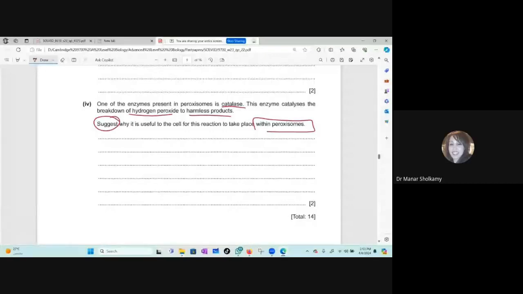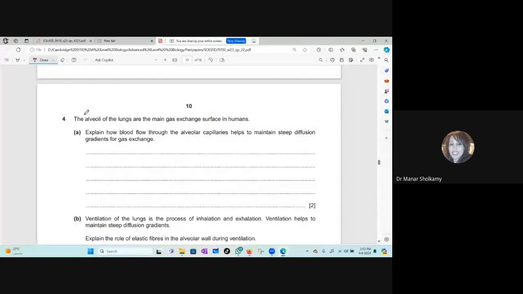Yes, correct. So the hydrogen peroxide is isolated in one place and it is toxic. The hydrogen peroxide is toxic, so it doesn't damage the remaining organelles. Yes, it's that simple. And the enzyme is localized in one place. If you remember, this is one of the functions of the cell membrane. It's called compartmentalization. We put it in one compartment so that it is in one place, it is isolated, localized, and the waste products do not harm the rest of the cell.